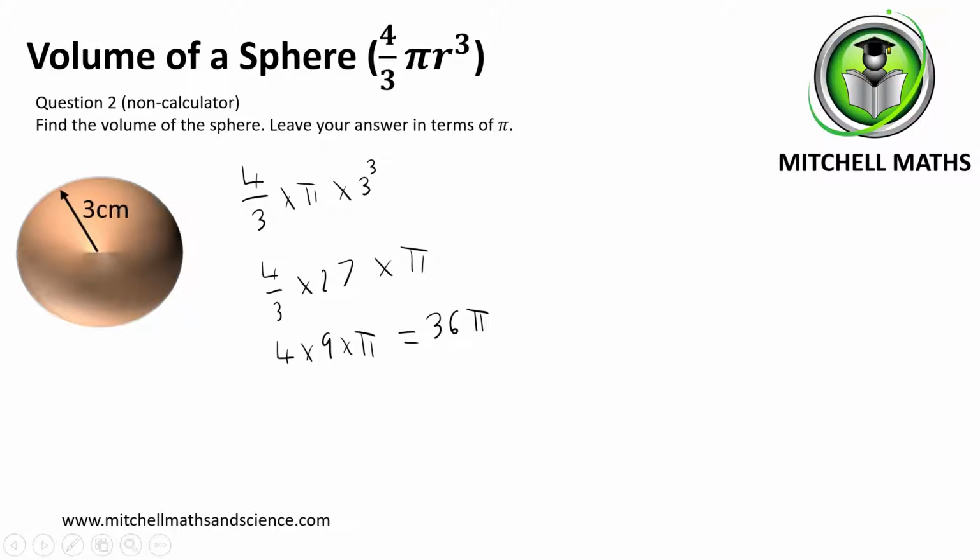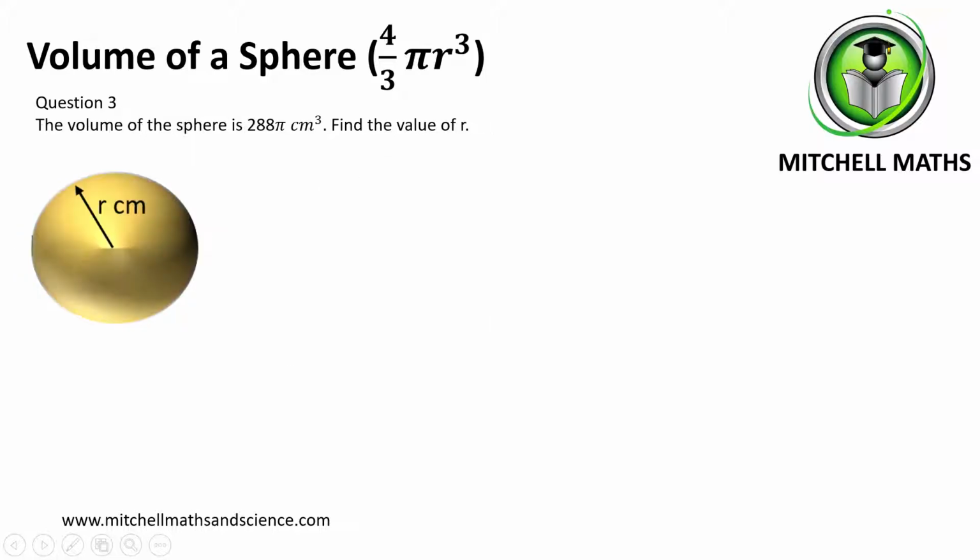So that's an example of something you could get on a non-calculator paper, where you leave your answer as an exact value. If they ask you to leave the answer as an exact value, that means leave it in terms of pi also. Right, so with this question, they've given us the volume of the sphere, which is 288 pi, and they want us to find the radius.